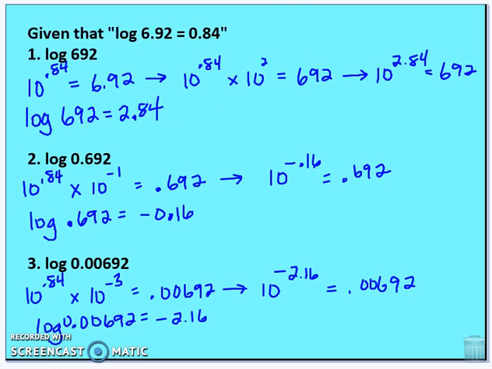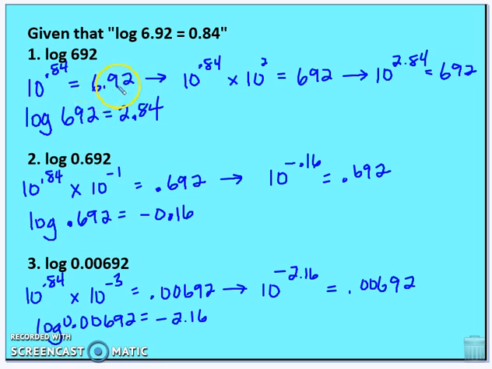Right, so I've gone through the solutions for the problem. Essentially what you want to do is convert the log to exponential form, and then think about how you can use the value in exponential form to supply the answer that's required. So log 6.92 is equal to 0.84. I can rewrite that as 10 to the 0.84 is equal to 6.92. Ultimately I'm looking for a log of 692.